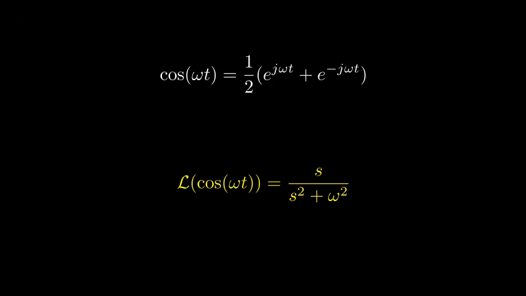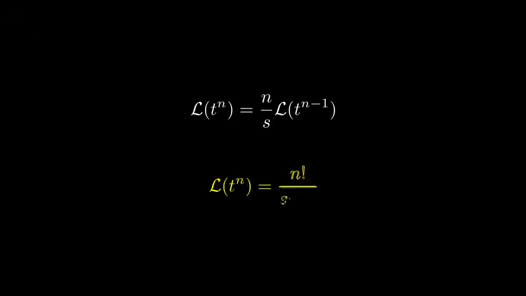To transform a sinusoid like cosine omega t, we use Euler's identity to split it into two complex exponentials. Because Laplace is linear, we can transform them individually. Summing 1 over s minus j omega and 1 over s plus j omega, and finding a common denominator leads us to s over s squared plus omega squared. For powers of t, like t to the n, we use integration by parts. This creates a recurrence relation where each power of t adds an n over s factor. The impulse function delta t is an infinitely thin spike. Its transform is the simplest of all, just the number 1.